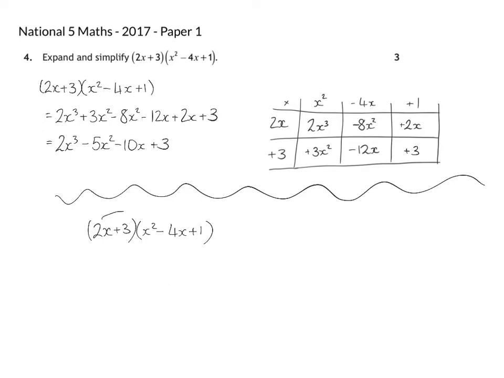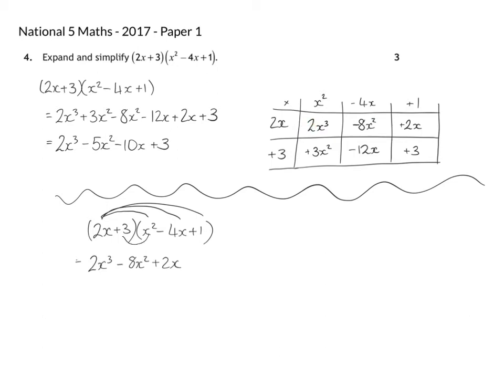So you've done 2x times x squared, which gives you 2x cubed, 2x times negative 4x, which gives you negative 8x squared, 2x times plus 1, which gives you plus 2x. And now, if you look, these three things are the same as the top three that I have here. So it's just a different way of laying out what I'm doing to make sure that I don't miss anything.